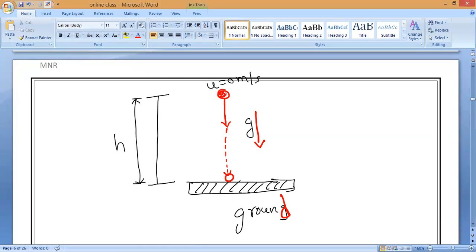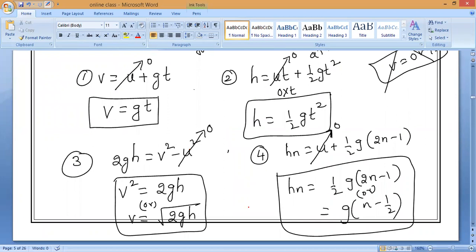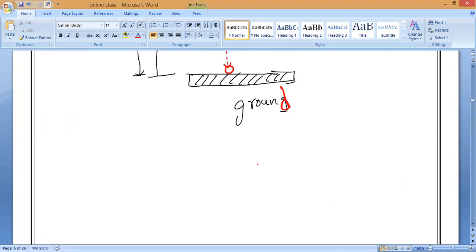All the four equations you write. Have you understood how the equations will be for the freely falling case? Now, equations of motion for a body projected vertically upwards. Equations of motion for a body. Next one you can write.